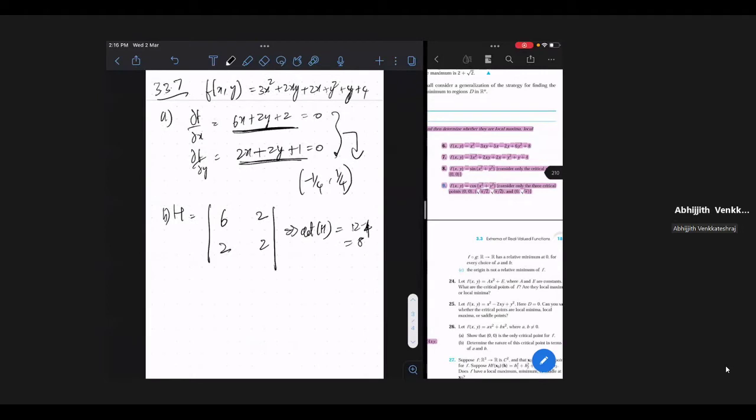Okay, now we have the determinant greater than 0. And my dou square f by dou x square is 6, which is also greater than 0. Now combining both these conditions, I can tell my point minus 1 by 4 comma 1 by 4 is a local minimum.